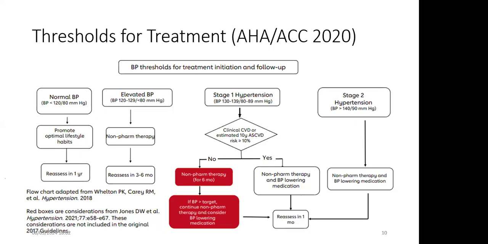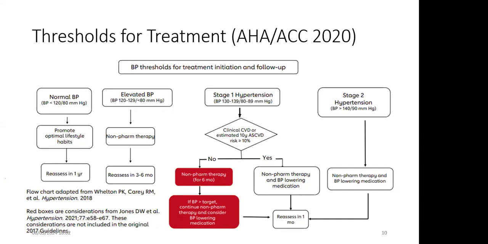So when we have elevated blood pressure, 120 to 129 systolic and less than 80 diastolic, we encourage non-pharmacological therapy. Things like physical activity, a DASH diet, avoiding high salt intake, avoiding smoking, and a low alcohol intake. We encourage this, and we reassess this person 3 to 6 months later.